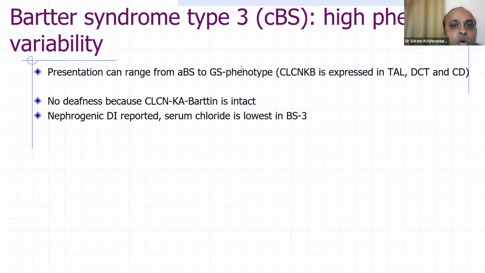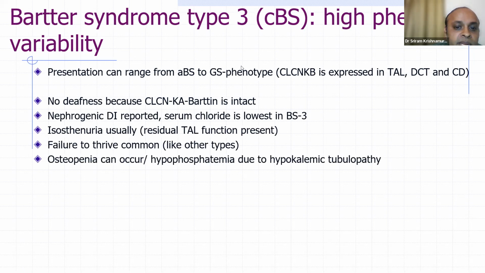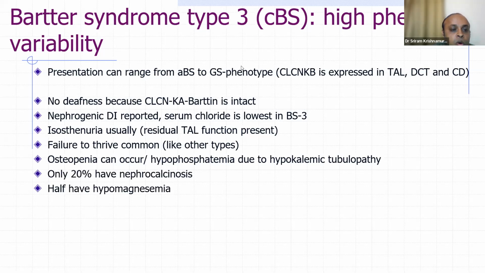This variety has the lowest chloride among all the Bartters because it involves the chloride channel. Isosthenuria is there in this, as compared to hyposthenuria in type 1 and type 2. Failure to thrive is common in this also, like the other types. Osteopenia is reported here also. Hypophosphatemia is reported due to hypokalemic tubulopathy. But what is important here is that only 20% of them have nephrocalcinosis, as opposed to a very large number in type 1 and type 2.